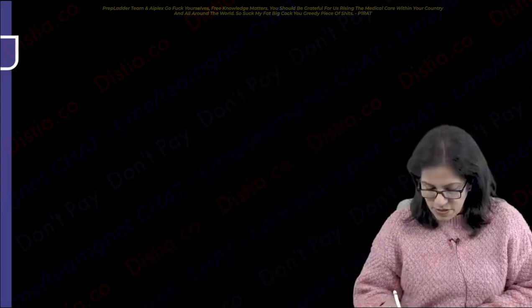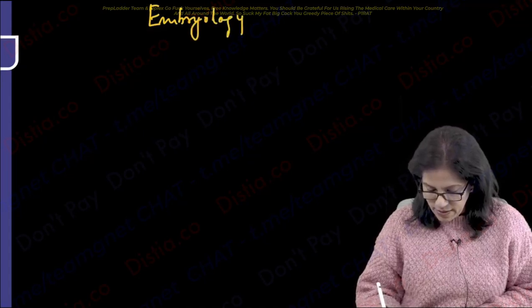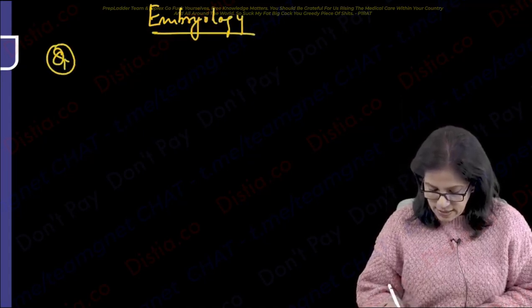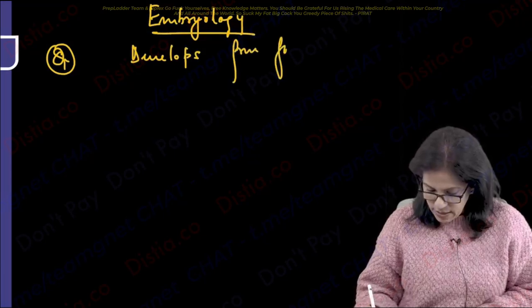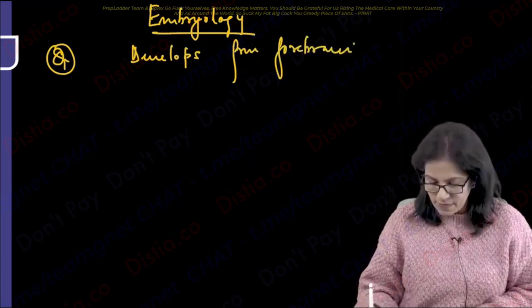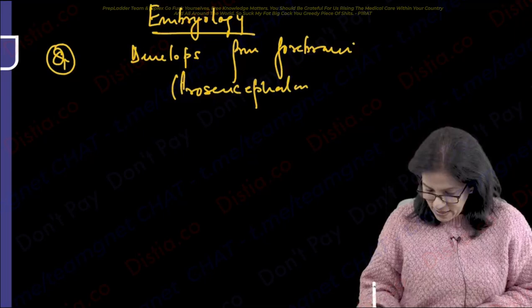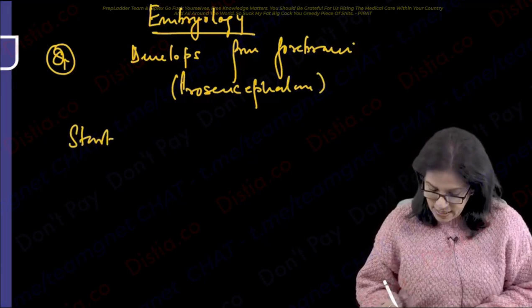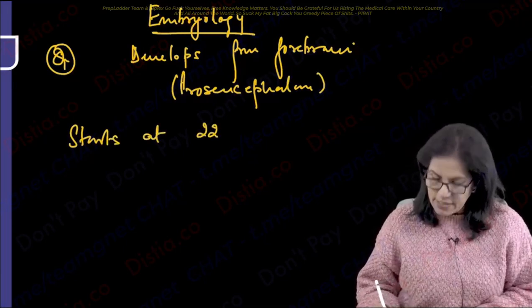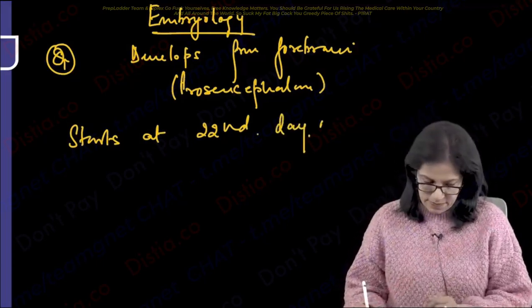First important thing we have to learn is, when you say the eye develops from, if this is an exam question as well, you will answer it develops from forebrain, that is prosencephalon. Okay, prosencephalon. Next important point, the development of the eye starts at 22nd day of gestation. We'll say it is 22nd day of gestation.